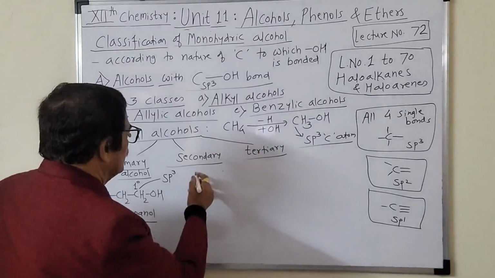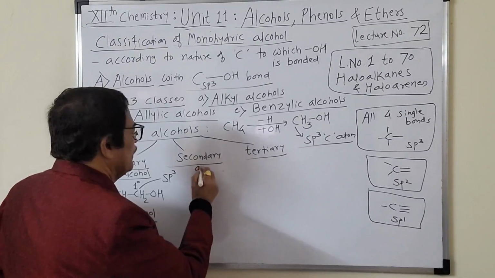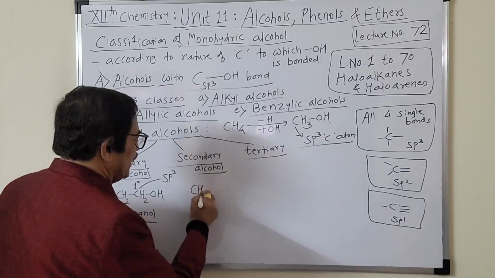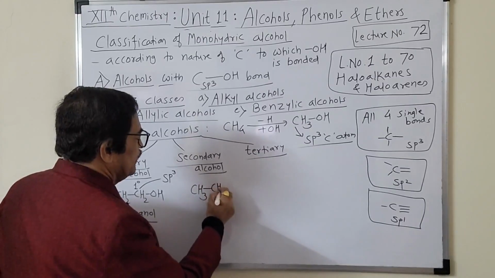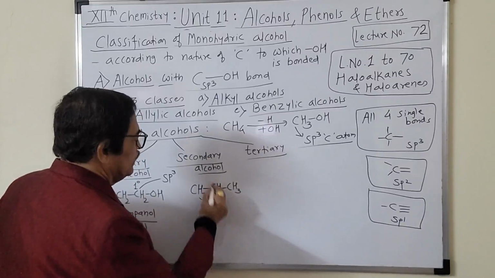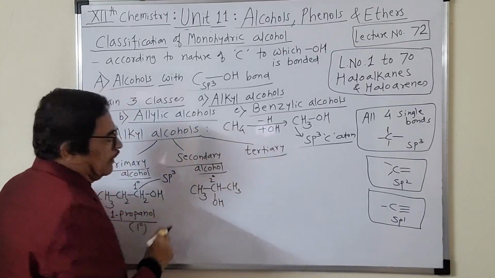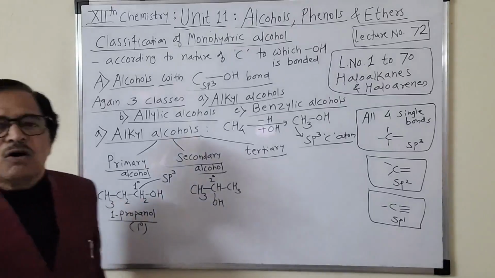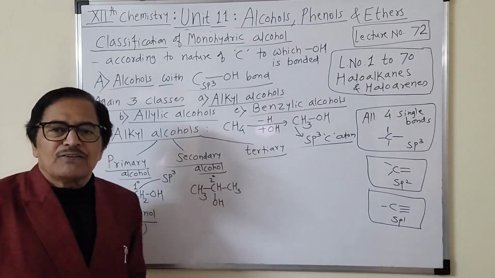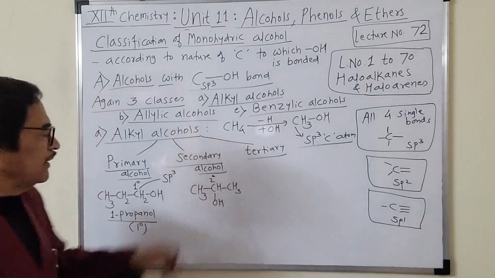What is secondary alcohol? Easily you can say. A secondary alcohol is that in which OH is attached to the secondary carbon. CH3CH(OH)CH3. This is the secondary carbon. What do we call a secondary carbon? Obviously, one which is bonded with 2 other carbon atoms. They are called secondary carbon. So this is secondary carbon.